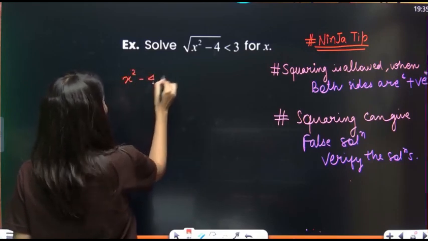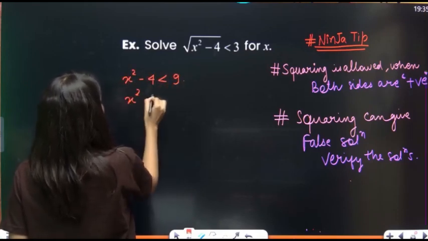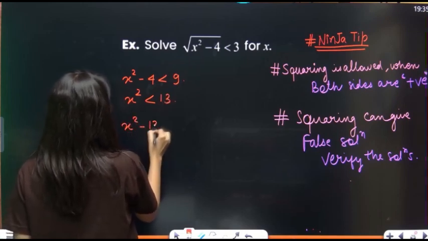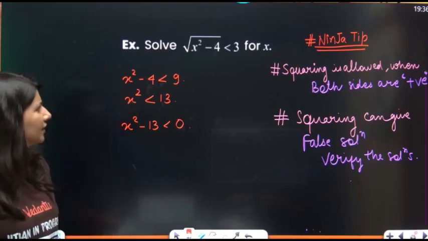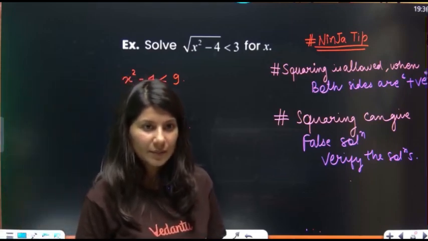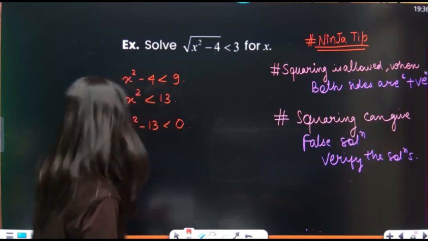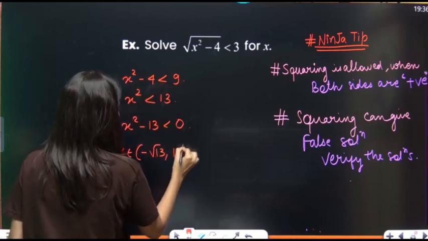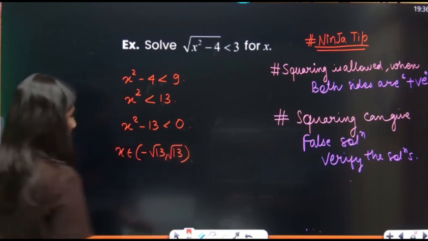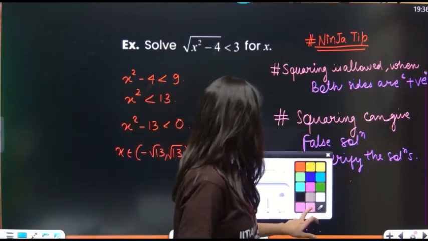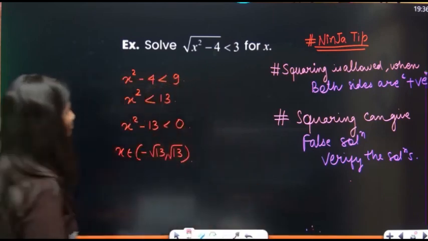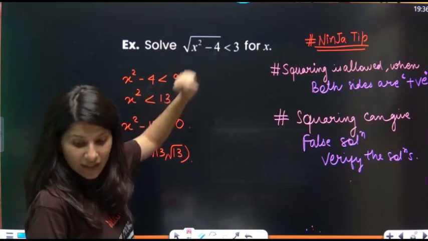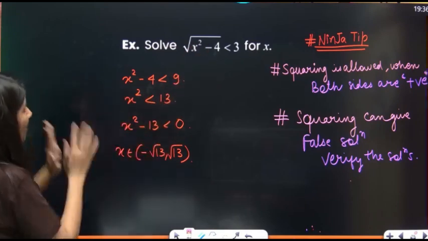X square minus 4 is less than 9. X square is less than 9 plus 4, 13. So x square minus 13 is less than 0. Correct? Yes. So x belongs to, if you apply the wavy curve method, minus root 13 to root 13. But here is a catch. Can you see why squaring gives you a false or extra solution which is not even satisfying the question?